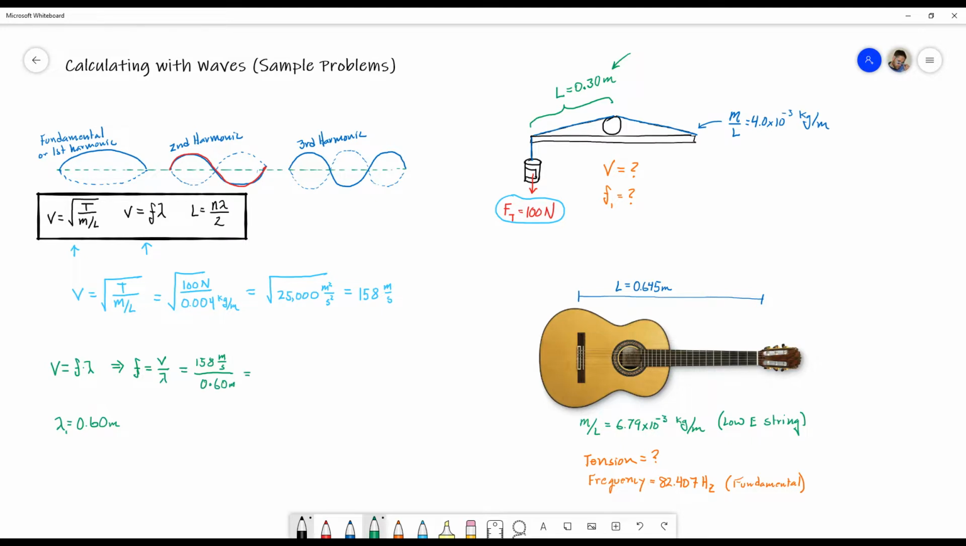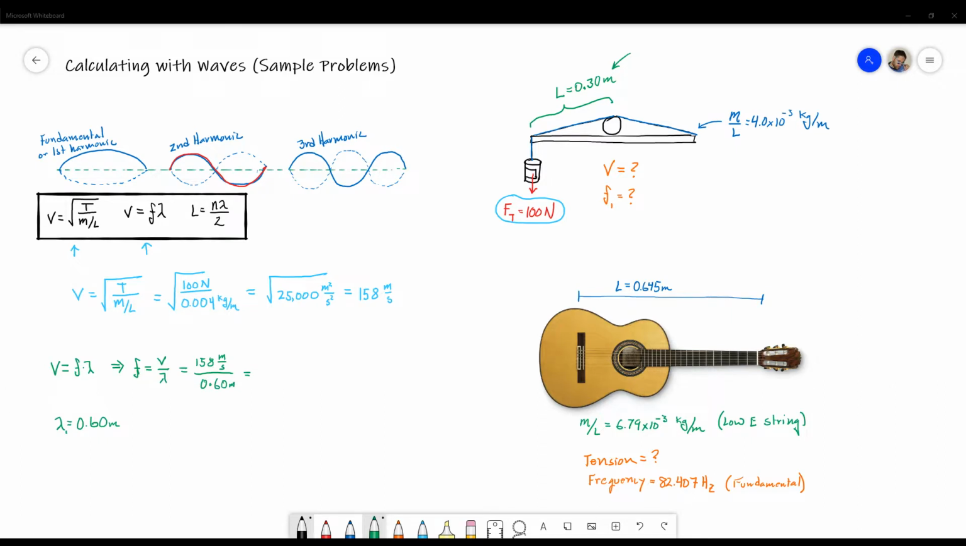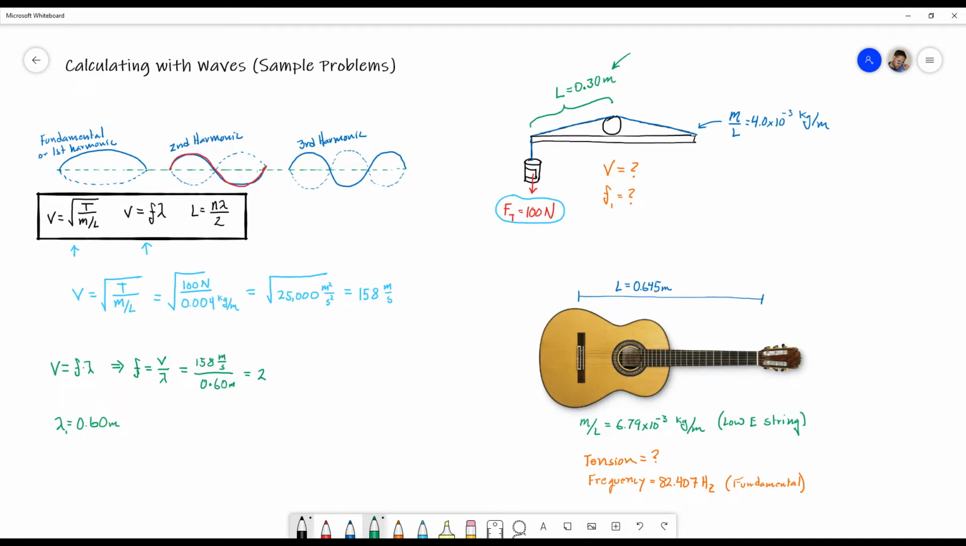And all I need to do now is just divide. I can do that pretty easily on my calculator as well. I'm typing in 158 and then dividing that by 0.60. And what I walk away with is a frequency of 263.3 repeating, or I'm just going to leave it as 263. My units are hertz, where the meters cancel out and I'm just left with 1 over seconds. And so that's what I've got: 263 hertz is the overall amount.